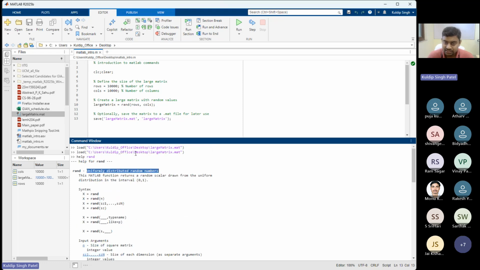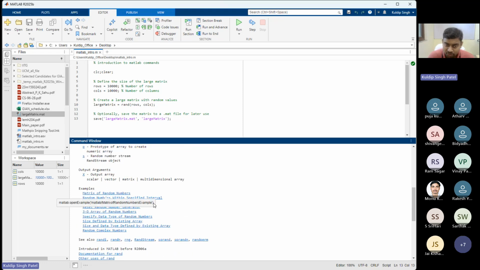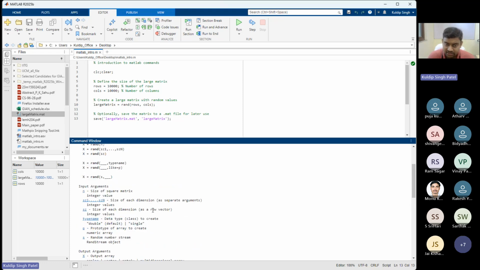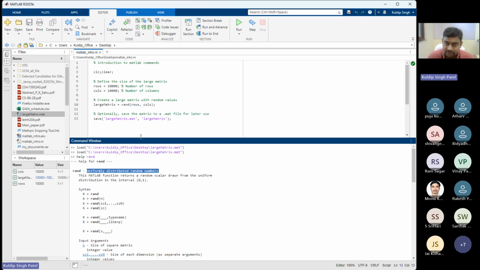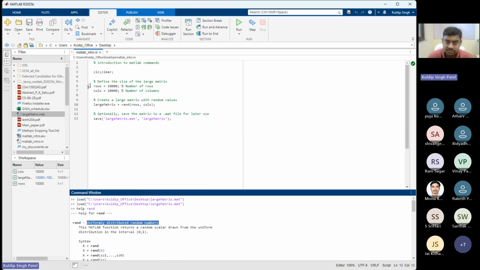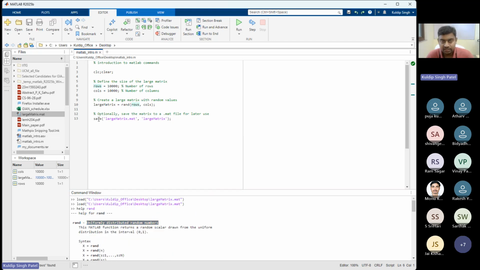Let us understand it more clearly, what rand is. Let me just comment everything. I should have taken this example a little later, but since you asked, I have taken it now. So you see, suppose x equals rand 5.